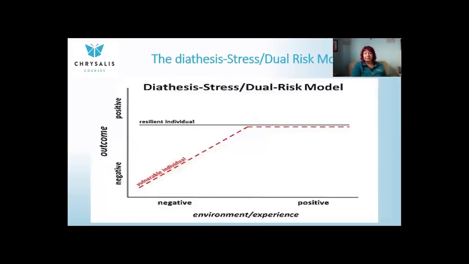So let's just look at that. So this is the diathesis stress dual risk model. You can see here the environment and the experience of the person and the outcome, and how somebody who is predisposed to depression, that's experiencing stressful events, is more likely to get depression, whereas a resilient individual, somebody who has good coping mechanisms and deals with their stressors well, they're less likely to experience depression.